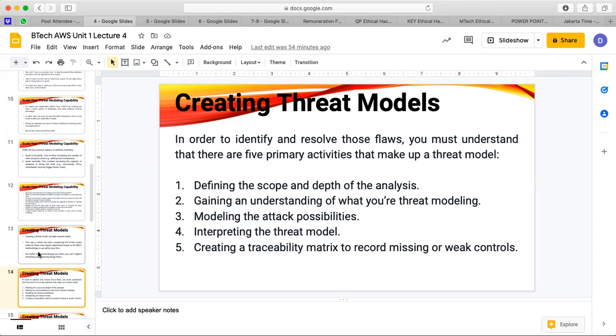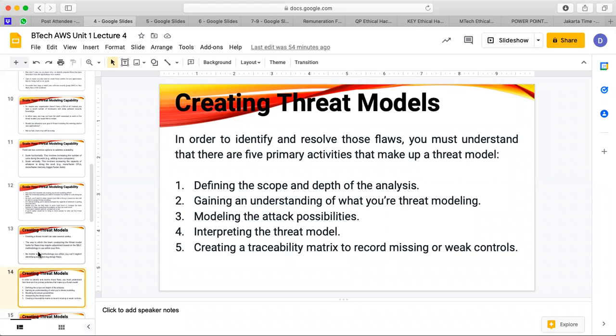So questions may arise from these lectures, maybe in your exam. Discuss the steps required to create a threat model. Or a second question may arise: what do you mean by threat models? If a question comes to define the steps or activities required to create a threat model, then you have to list these five.